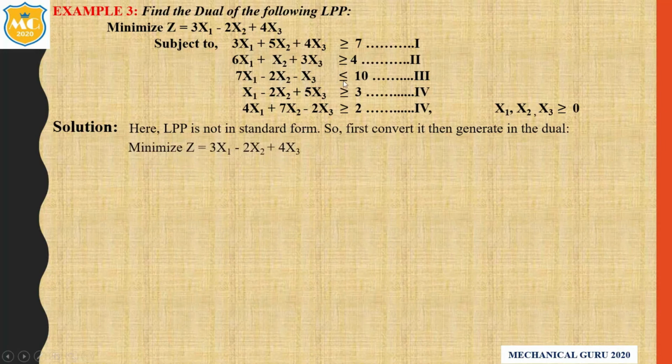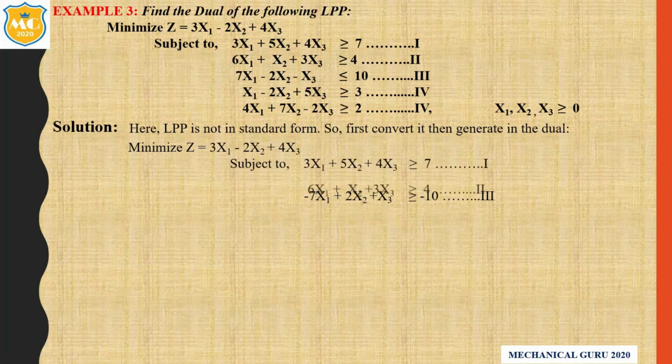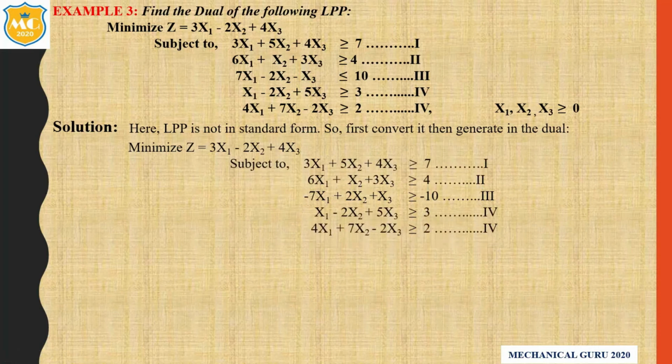Okay, just go to the third equation. Here in this equation just multiply by -1, that is minus 7x1 plus 2x2 plus x3 greater than or equal to minus 10. Okay, and the remaining equations we just write down as they are. Clear? So here the problem is in standard format. Now we have to convert this problem into the dual problem. So maximize z is equal to 7y1 plus 4y2 minus 10y3 plus 3y4 plus 2y5.